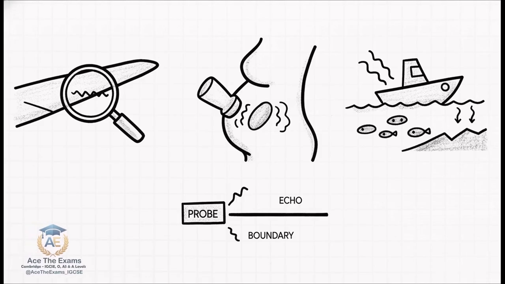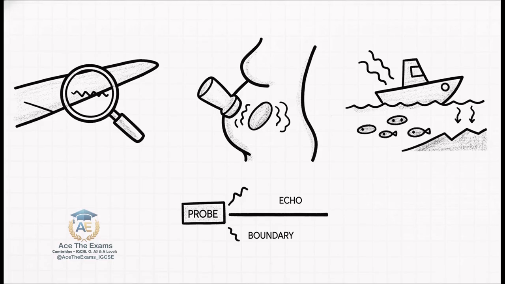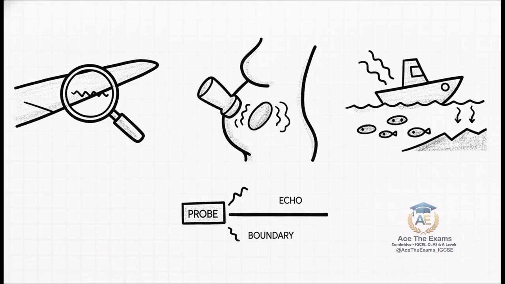Now here is the crucial part. Each of these requires the exact same physics principle. You have an emitted pulse, a reflection at a boundary, and a detected echo. But remember the trap. If the question asks about medical scanning and you start writing an essay about the speed of sound in seawater, you are getting 0 marks.